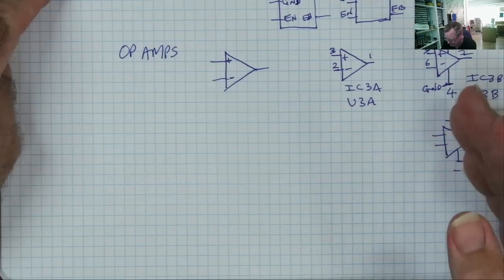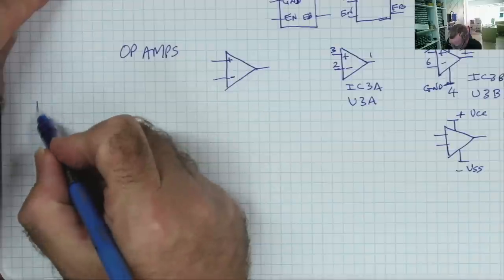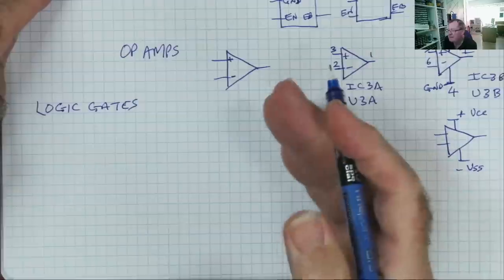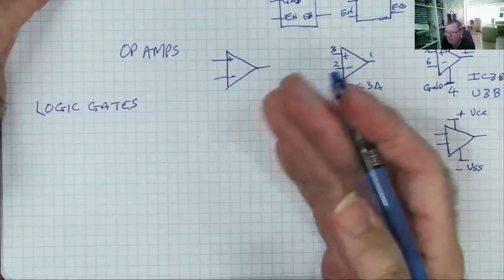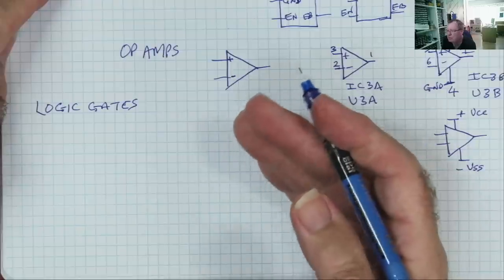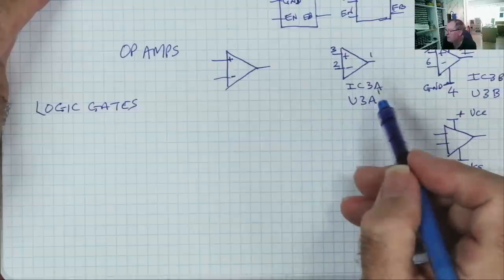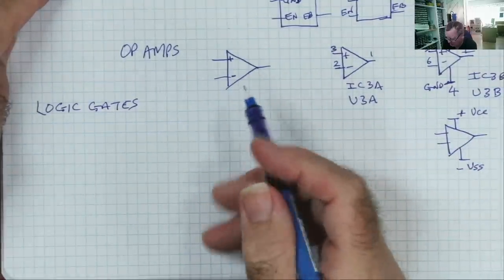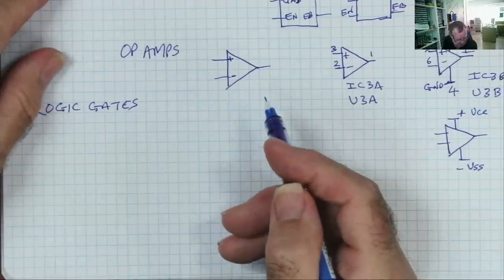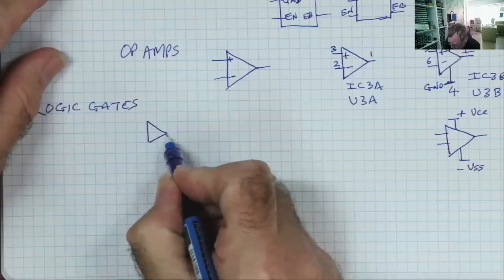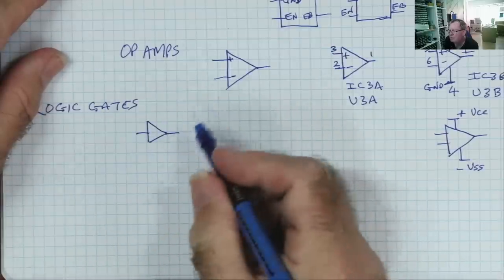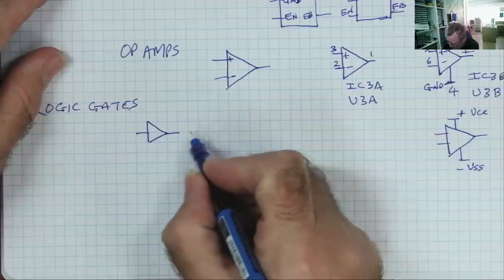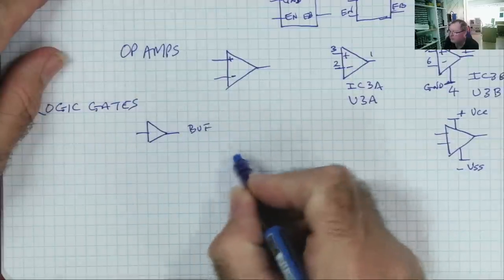There is another group of ICs which have their own symbols, and these are logic gates. Again, these commonly come with 2, 4, 6 gates, all the same in one package, and they will use the same method, like U3A, U3B, U3C, and so on, to denote they're all part of the same package, but independent gate circuits. So, your logic gates. First one is the buffer. It looks like an op amp, but only with one input, okay? This is a buffer, or buff as it's called for short.